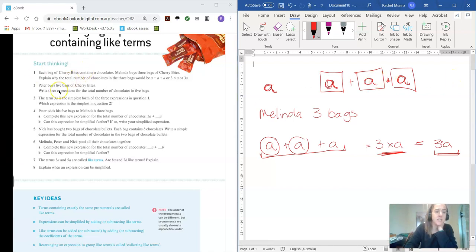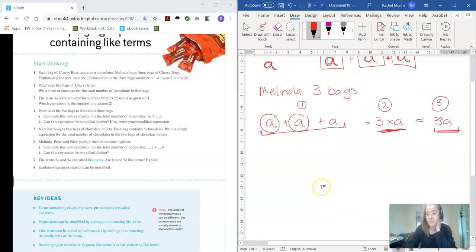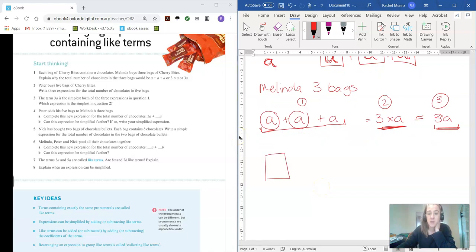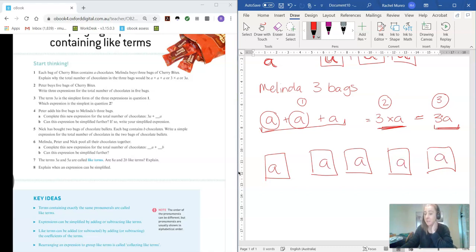Now, question 2 says that Peter buys 5 bags of cherry bites. So we need to write the 3 expressions: expression 1, expression 2, and expression 3 for Peter. Remember, Melinda bought 3 bags of cherry bites, but Peter has actually bought 5. So he has purchased bag 1, bag 2, bag 3, bag 4, bag 5, and each has a number of cherry bites in there. A is how many there are in there. Remember, it's a variable. We don't know this information at the moment.